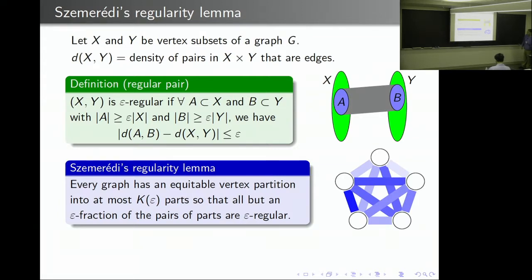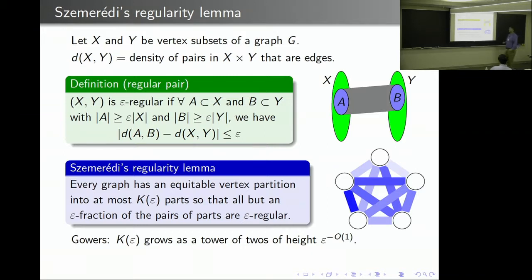Szemerédi's proof is a nice density increment argument. It gives an upper bound on K(epsilon), which is a tower of 2s of height a power of 1 over epsilon. And Gowers gave a lower bound, a probabilistic construction, that shows that this is actually necessary. So that this K(epsilon) in Szemerédi's regularity lemma has to be a tower of 2s of height a power of 1 over epsilon.